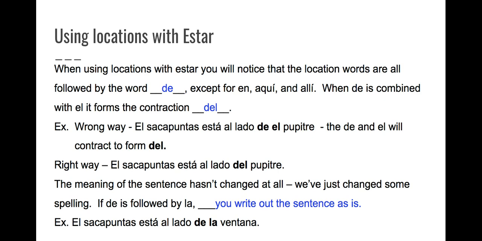Okay, so if that second word is masculine, so if it's el, you're going to change it to del. If it's feminine, you write it out the way it is. So, for example, at the bottom of the slide, el sacapuntas está al lado de la ventana. You're just going to write out de la because la ventana is feminine. So do not forget that. That's the biggest thing that people mess up. If the second word or the second item in the sentence, which is the last word of the sentence, is masculine, don't forget to make that de el into del.